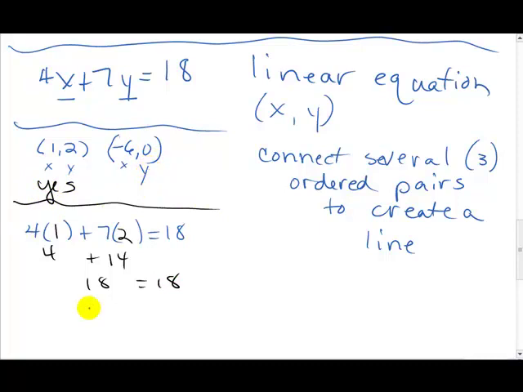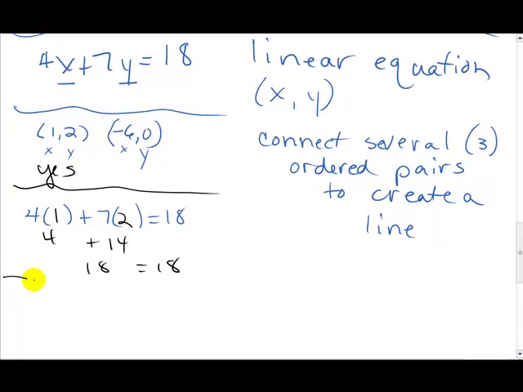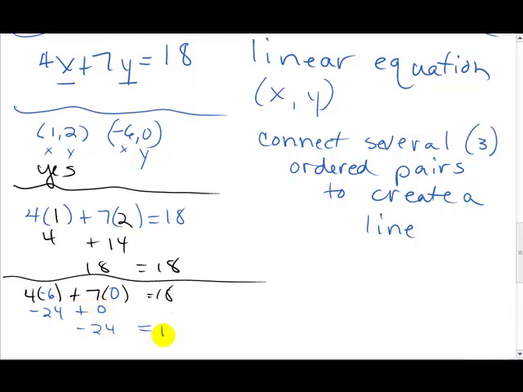Now, this could be a yes or a no. We don't really want to guess here. We want to go ahead and do the work. So I've got 4 times x plus 7 times y equals 18. This time I'm going to use -6 and 0. So -24 plus 0. So no, these do not equal. So then this one is a no. So you want to be sure and practice this, that you're plugging in the x and the y at the same time to see if they're going to be equal.